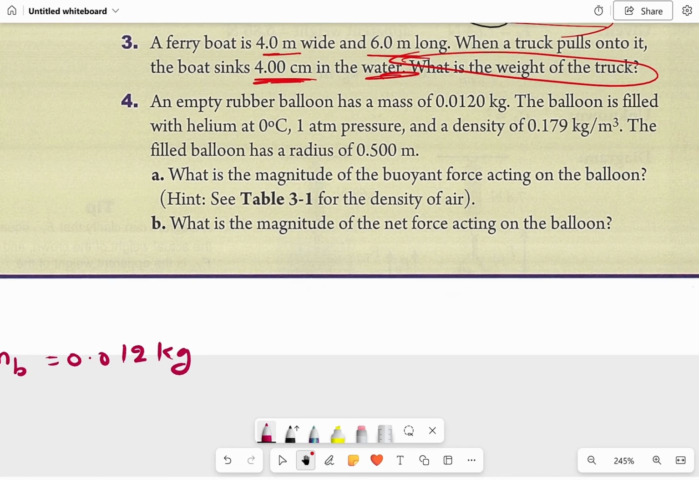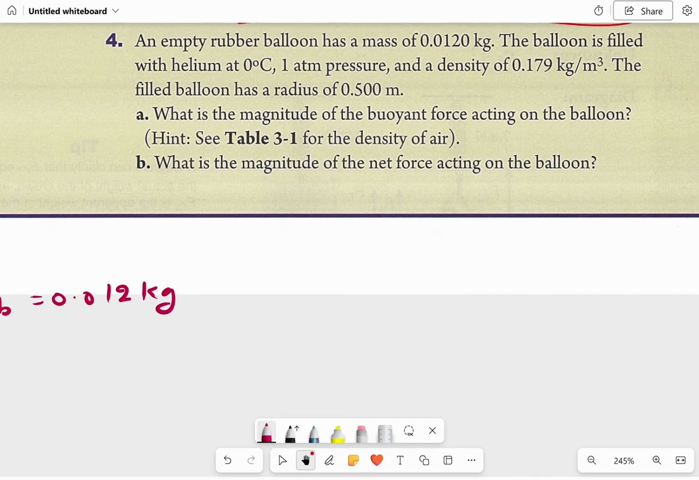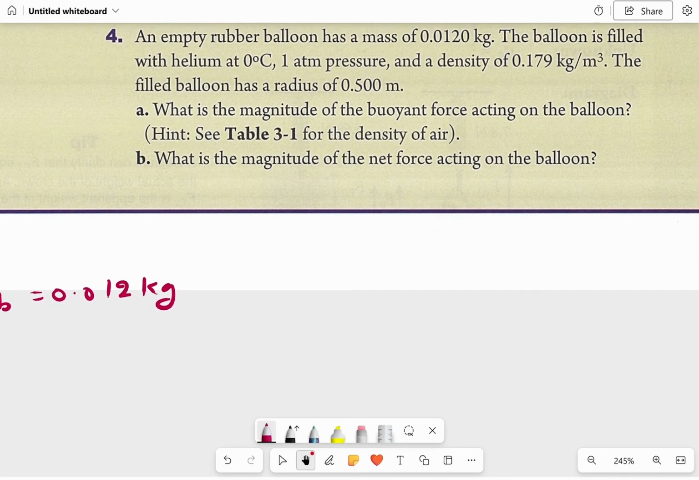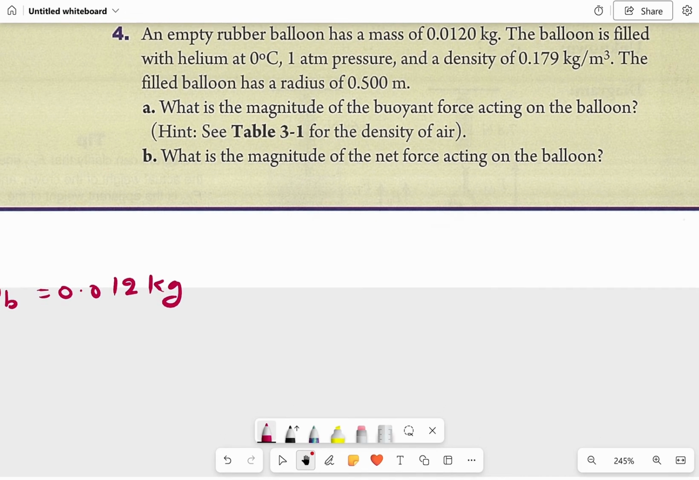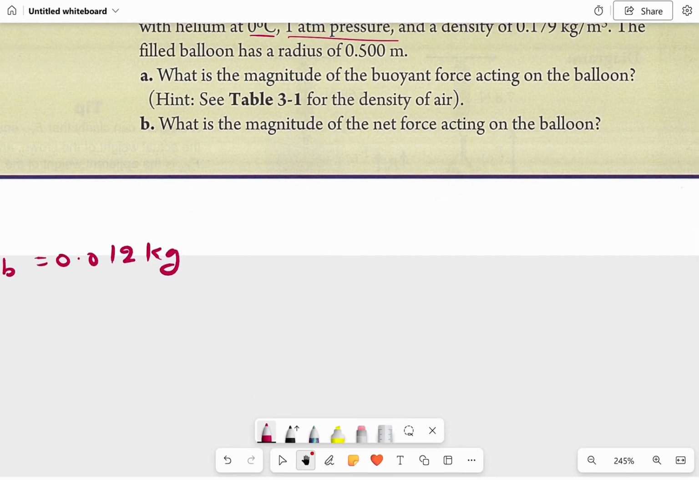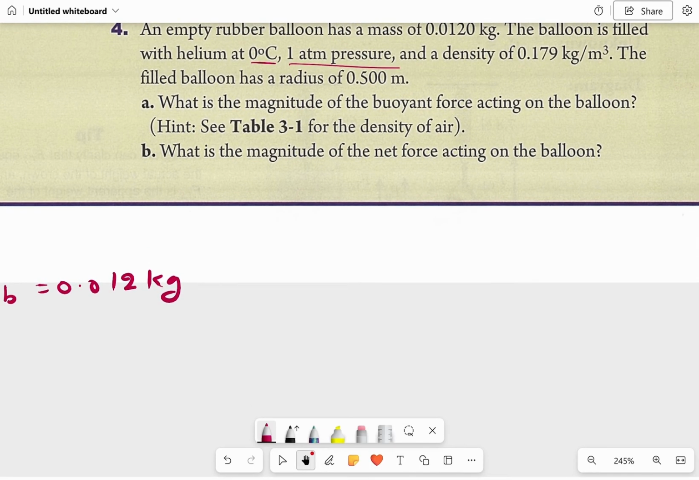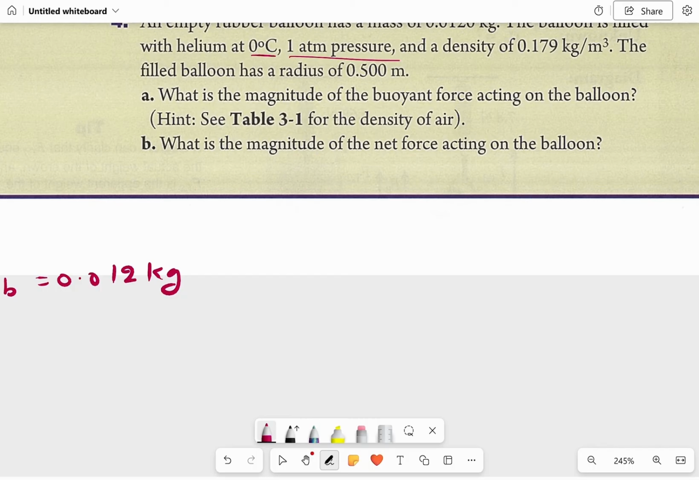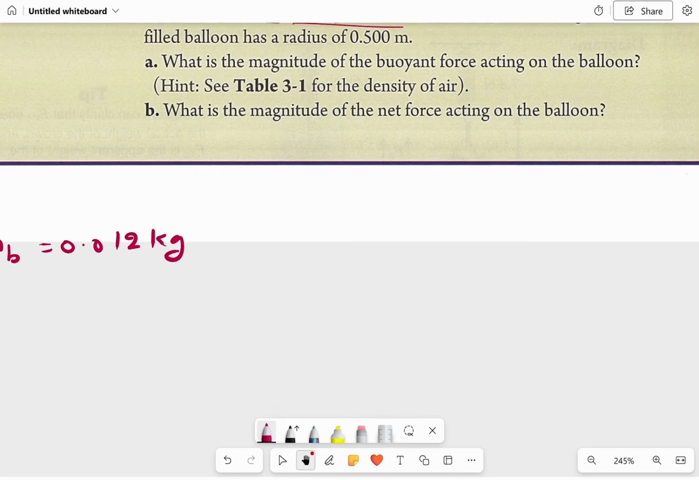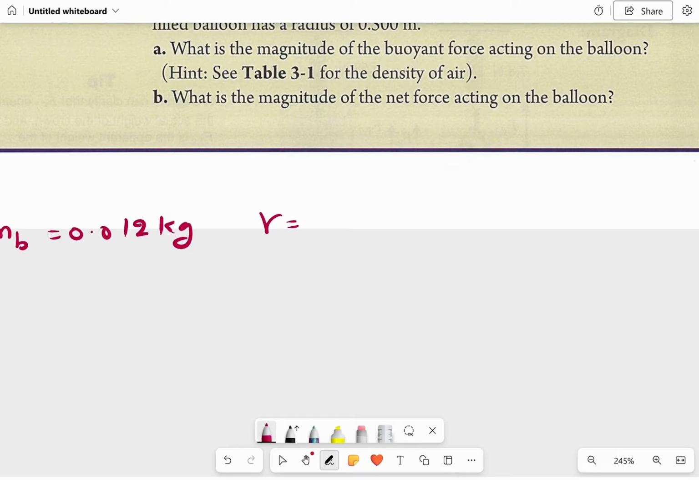Then you have, the balloon is filled with helium. Okay, the balloon is filled with helium at 0 Celsius. It doesn't matter. 1 atmospheric pressure and a density of 0.179 kilogram per meter cubed. Okay. Now, the filled balloon has a radius of 0.5 meter. So radius is equal to what, guys? Radius is equal to 0.5 meter.